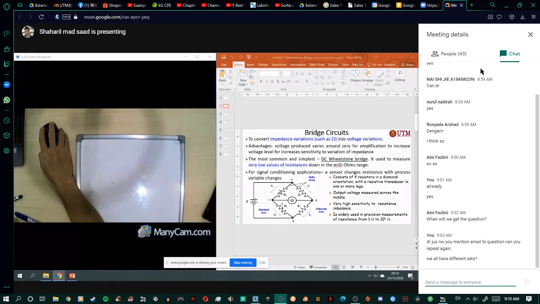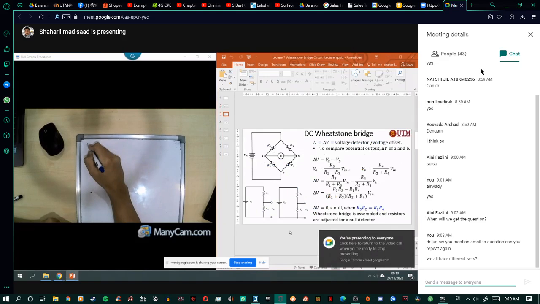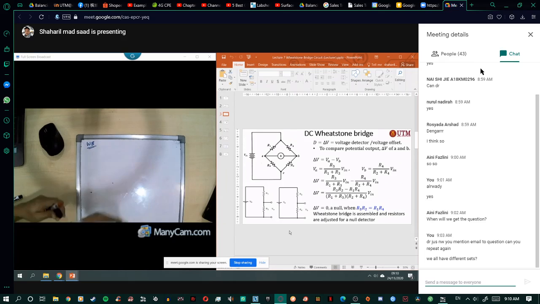So how to draw the Wheatstone bridge? It contains a few resistors, that means 4 resistors, right here, and they are arranged in a diamond orientation. Never mind, so let's look at this one. Wheatstone bridge, there are 4 resistors here. I very much like to draw it like this.